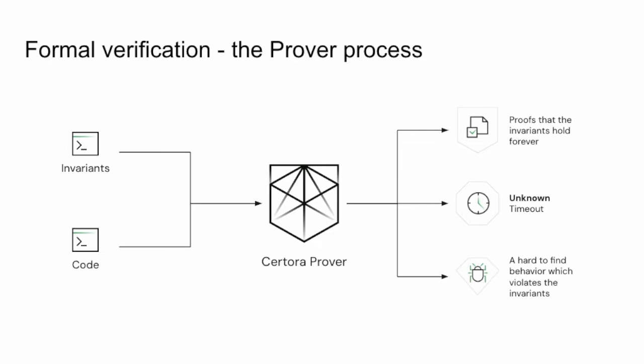Then the Certora Prover gives you one out of three possible outcomes. One, it produces a mathematical proof that the code always holds the invariants or properties. The second is a scenario where the code does not hold the specified invariants. And in the third option, the tool just couldn't find an answer in a timely manner.